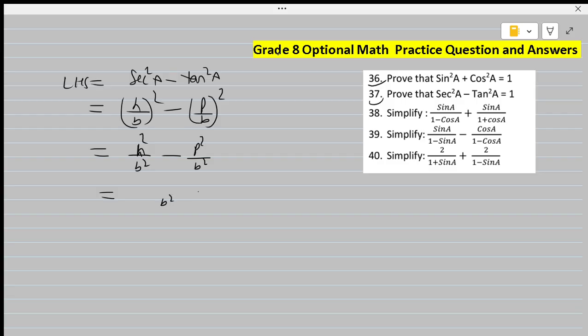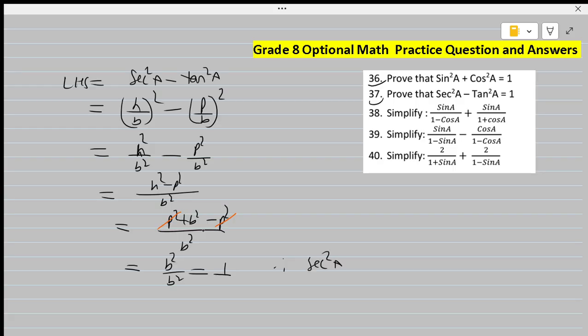Now over b square we take the LCM, so we get h square minus p square. And now in place of h square I'll keep p square plus b square, and the last p square the same, is it? Then the p square will cancel, so there results b square by b square, which equals 1, is it? So this way we get sec square A minus tan square A equal to 1. So that was 37, now 38.